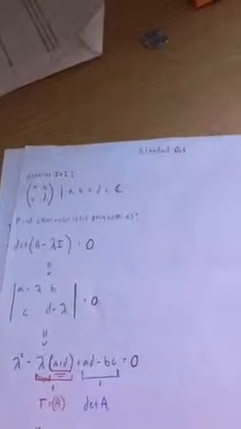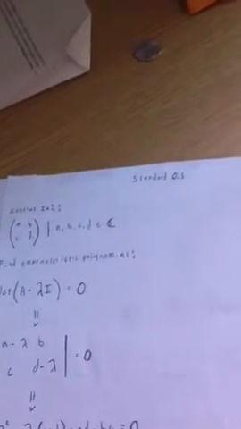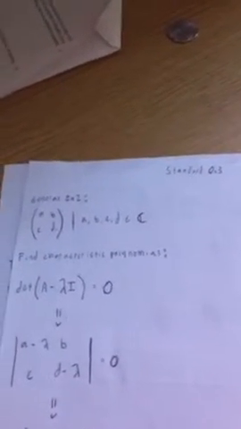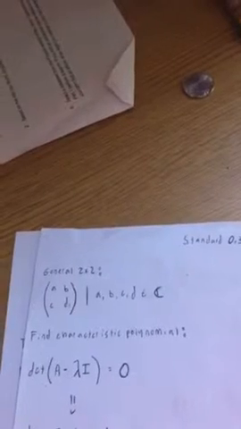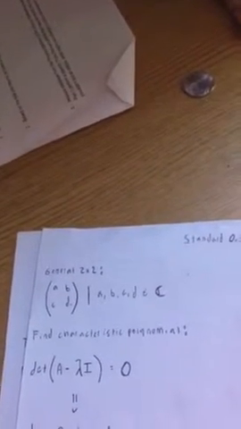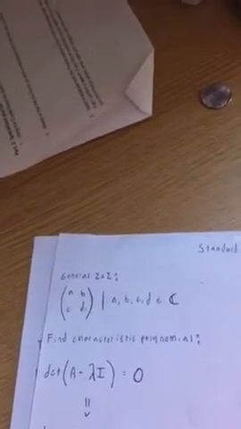Okay, so this is my video for standard 0.3, which has to do with checking our linear algebra skills. The question I chose was number 2, which asks us to show that the trace of a 2 by 2 matrix is the sum of its eigenvalues, and that the determinant of a 2 by 2 matrix is the product of its eigenvalues.